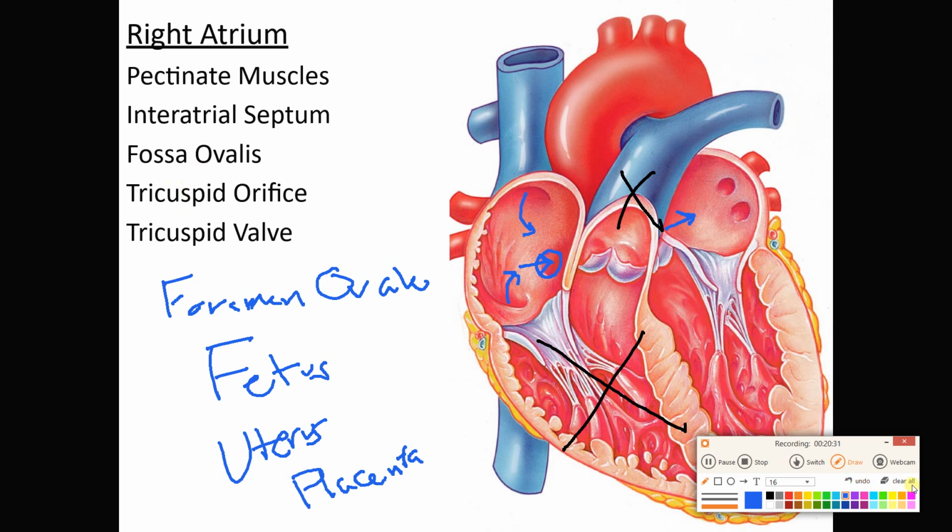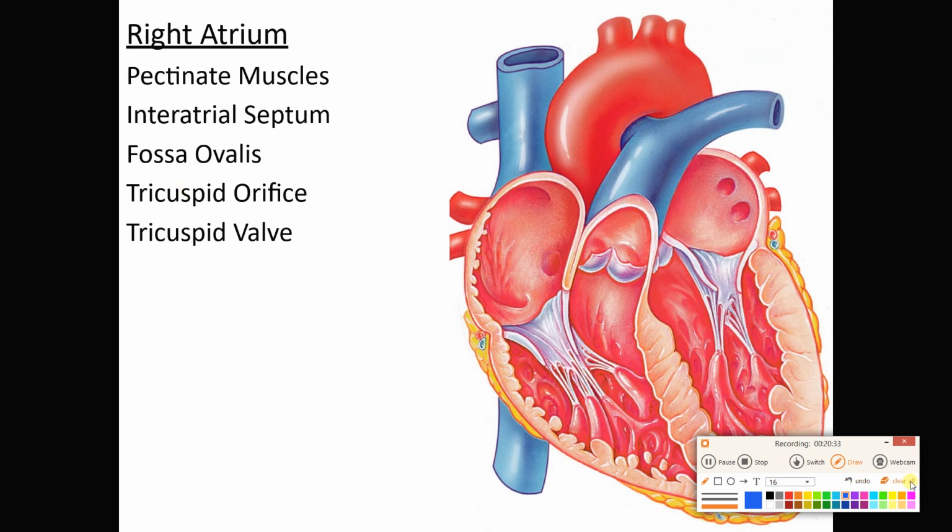Let's go back to the adult heart. Let's get rid of all this stuff. There we go. So this is my right atrium up here. This is my right ventricle right down here. There is a hole between them. The opening right here between them is called the tricuspid orifice. It is named after the valve. This guy right here is one of the 3 flaps of the tricuspid valve.